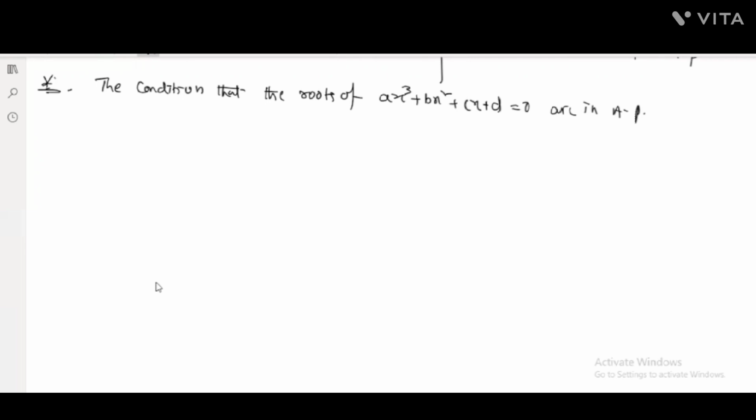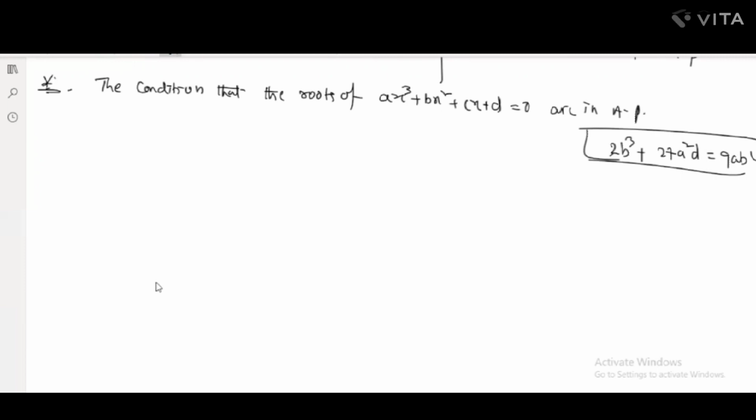The condition for this one is 2b cube plus 27a square d is equal to 9abc. So this is the direct condition. Let's see how we will get it. We'll use the method to solve this.